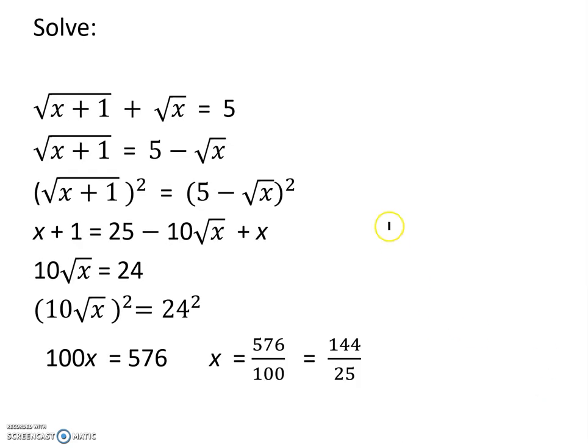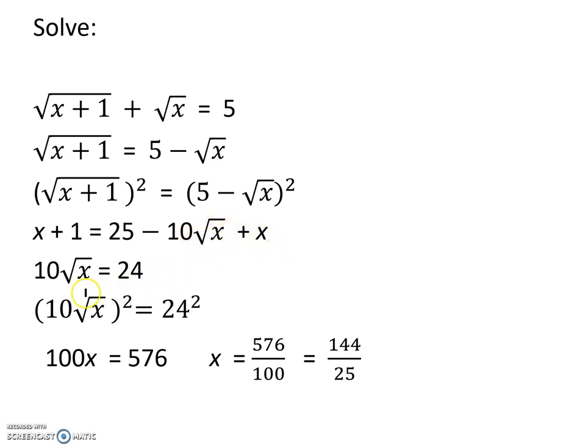Our next example is the square root of x plus 1, plus the square root of x, equals 5. Taking the square root of x over to the other side, we have the square root of x plus 1. Now we're going to square that, and it equals 5 minus the square root of x, squared. So when we do that, those are opposite functions, so they simply go away, and we're left with x plus 1.